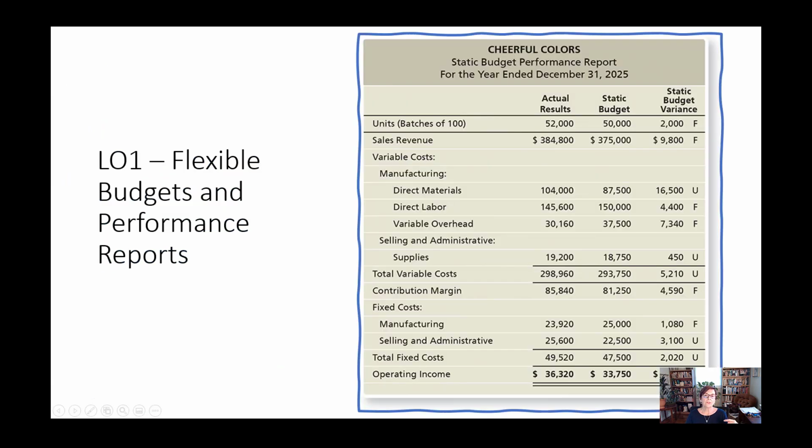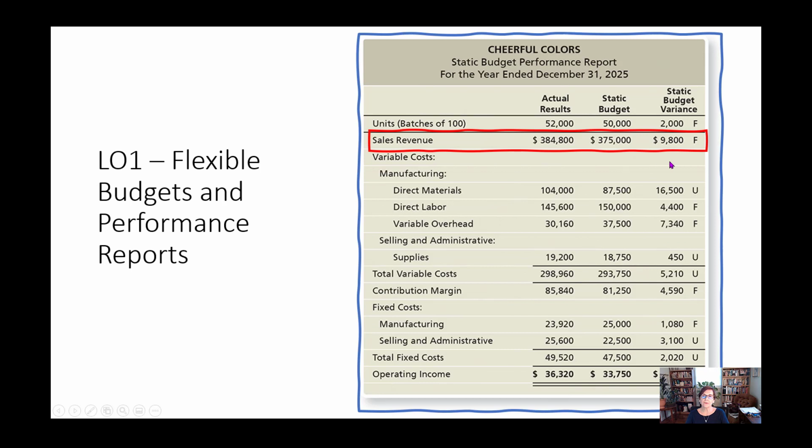All right. So here is an example of a static budget performance report. Now, let's take a look at this. What do you have here? You have actual results, so that's what actually happened for the period. You have static budget amounts, and then you have a static budget variance. Now, notice that they predicted they were going to have sales of 50,000, but they actually had sales of 52,000 units. Those are units, right? So they had a favorable variance. They sold 2,000 more than they thought they were going to sell.